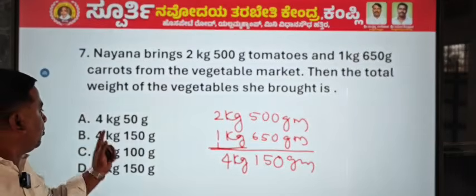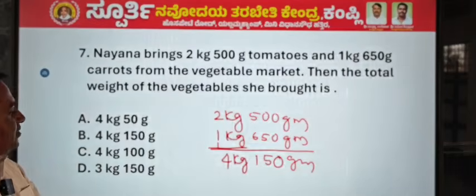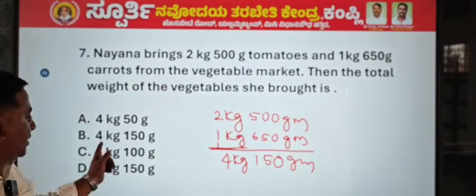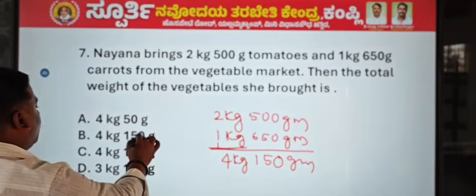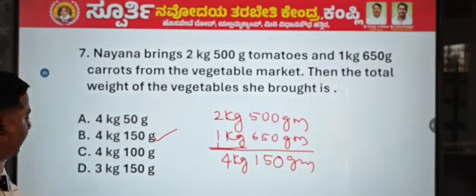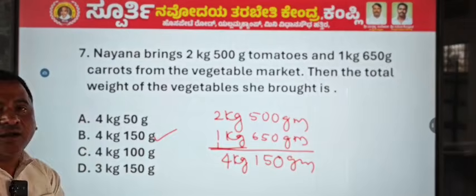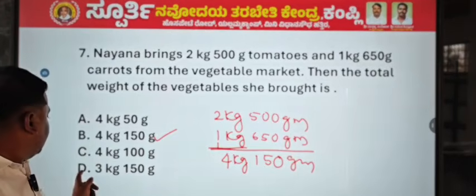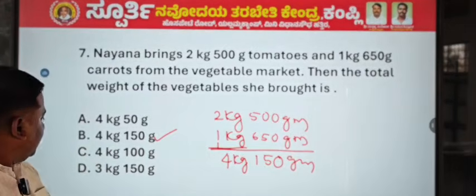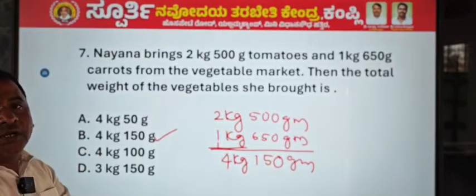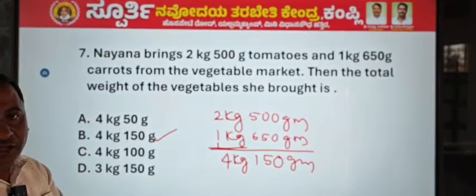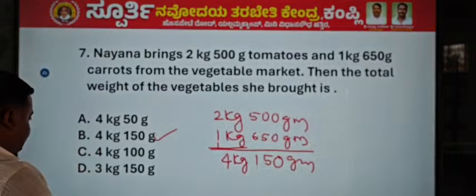The first option, 4 kg 50 gram, is not the correct one. Second option, 4 kg 150 gram. Yes, 4 kg 150 gram. Third option, 4 kg 100 gram, is not correct. Fourth option, 3 kg 150 gram, is not the correct one. Therefore, the second option is the right one. We move to the next question.